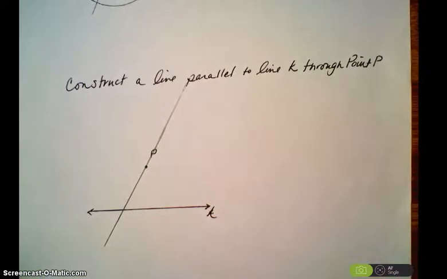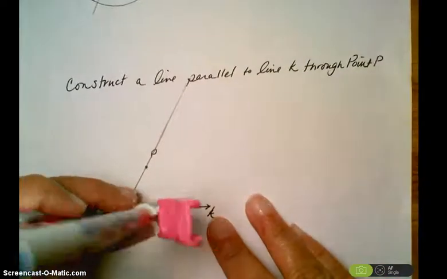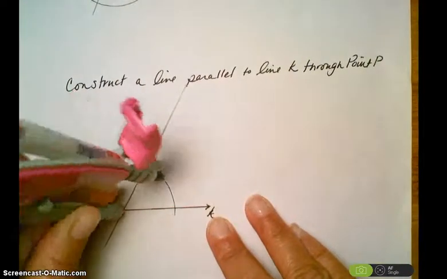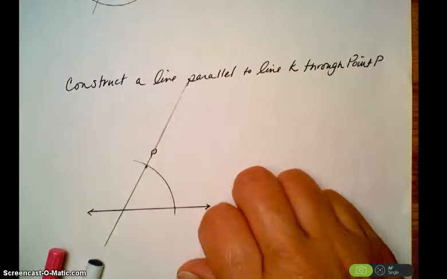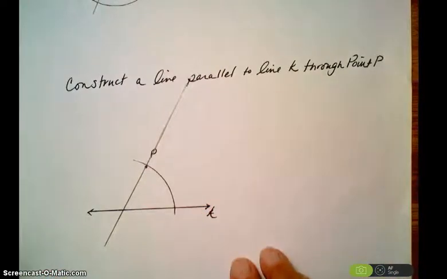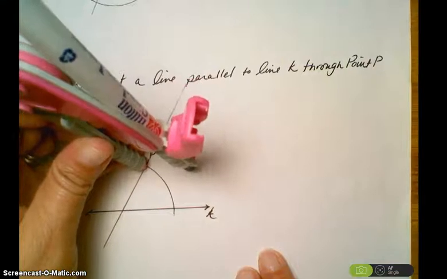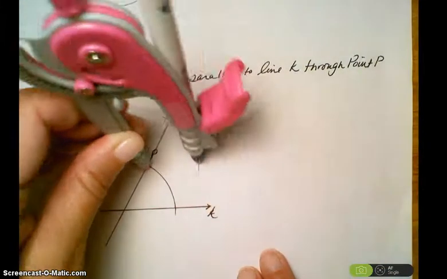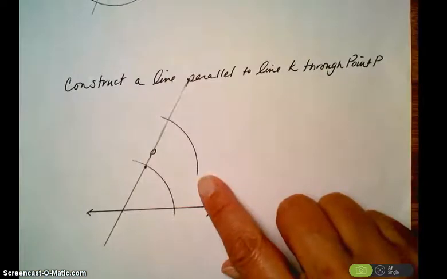So the first thing I do is I set my compass to whatever length I'd like to. I make the arc. Now you'll notice my arc is passing point P. That's okay, I just have to keep track of everything. I then am going to set the pointer on P and make an arc that crosses the transversal and is hanging out here in space.